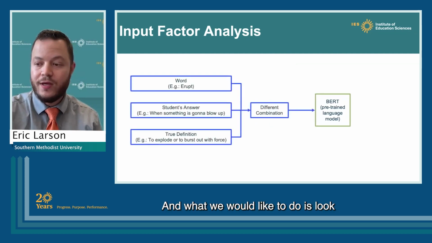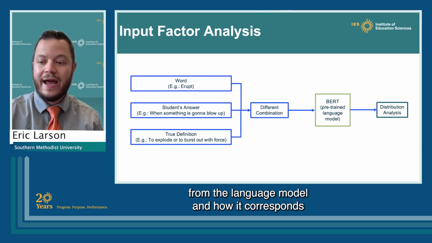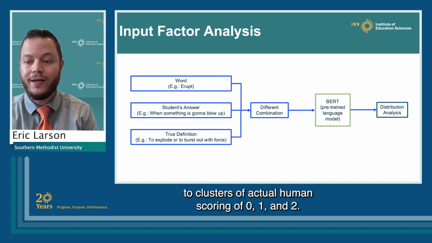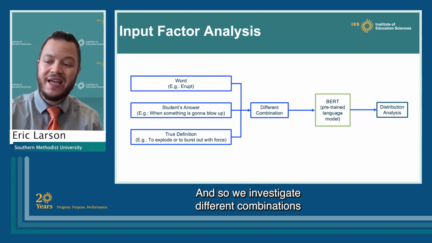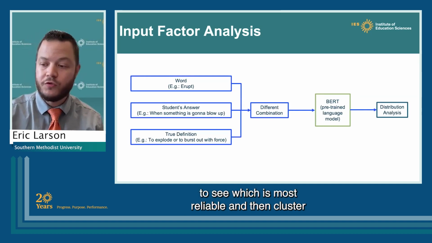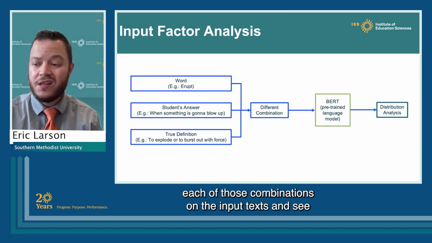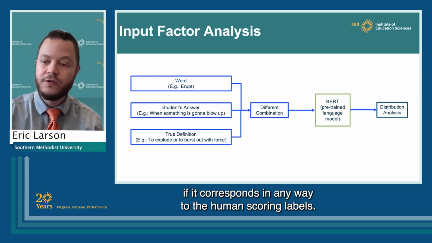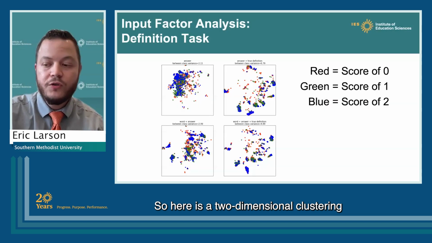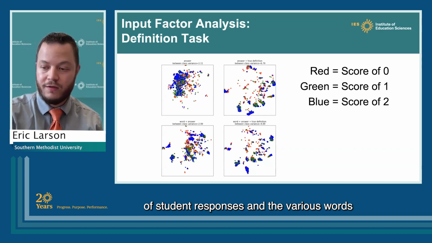What we would like to do is look at the different clusters that are found from the language model and how they correspond to clusters of actual human scoring of 0, 1, and 2. So we investigate different combinations of putting these inputs into BERT to see which is most reliable, and then cluster each of those combinations on the input texts and see if it corresponds in any way to the human scoring labels.